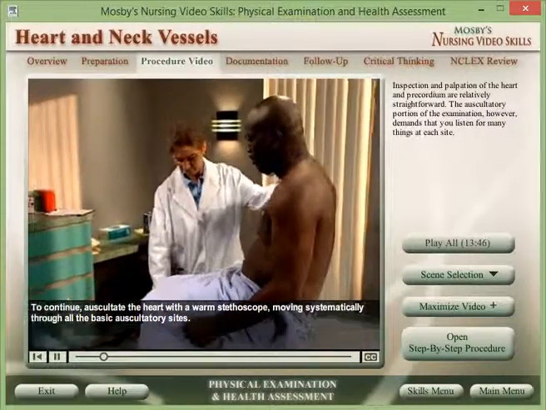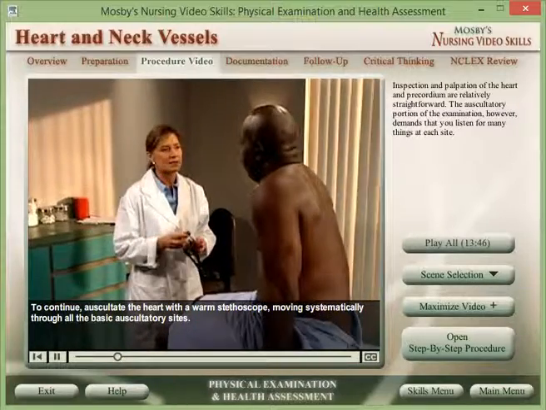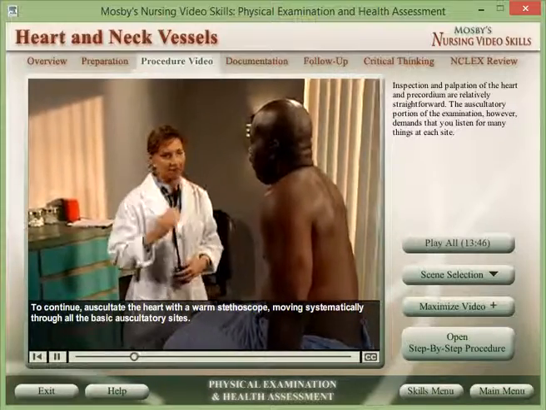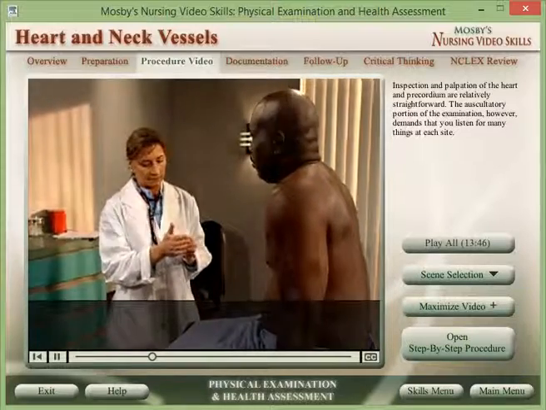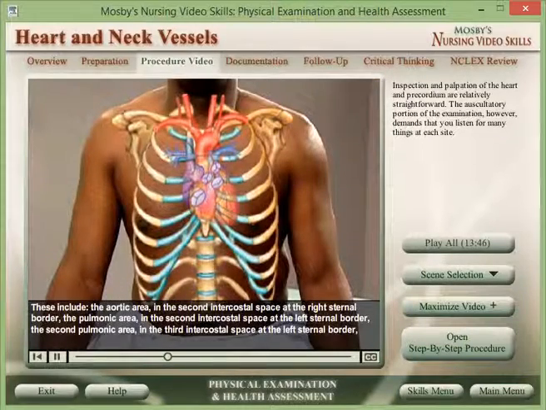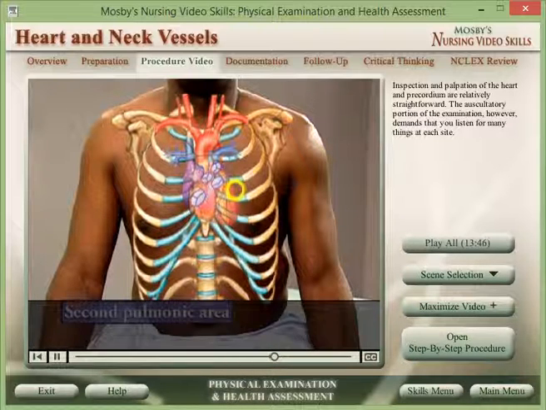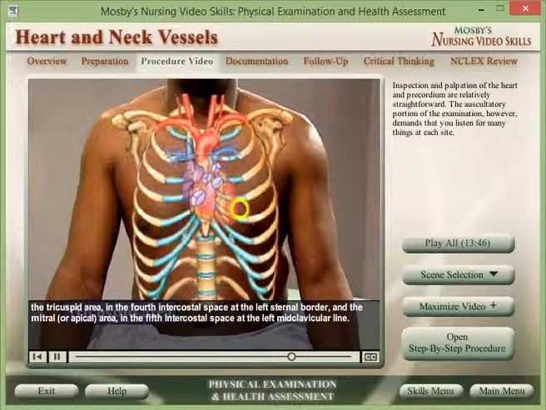To continue, auscultate the heart with a warm stethoscope, moving systematically through all the basic auscultatory sites. These include the aortic area in the 2nd intercostal space at the right sternal border, the pulmonic area in the 2nd intercostal space at the left sternal border, the 2nd pulmonic area, the 3rd intercostal space at the left sternal border, the tricuspid area in the 4th intercostal space at the left sternal border, and the mitral or apical area in the 5th intercostal space at the left mid-clavicular line.